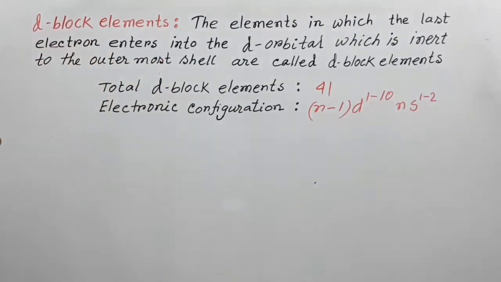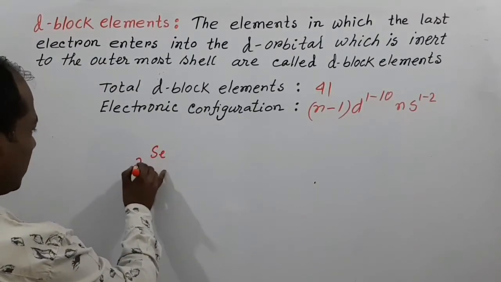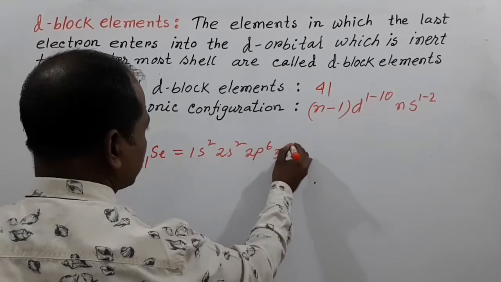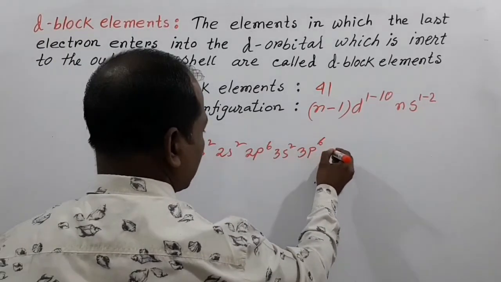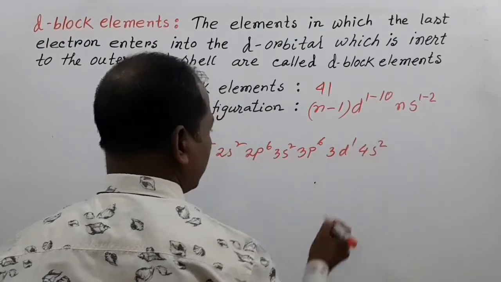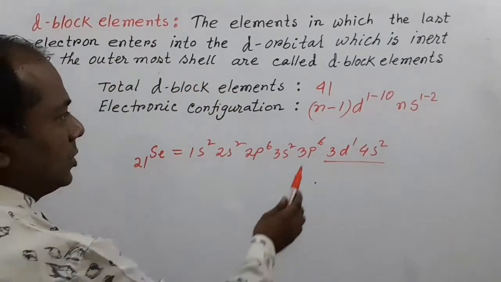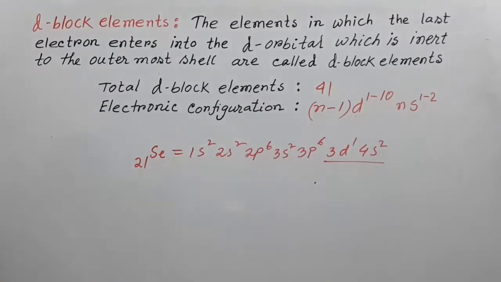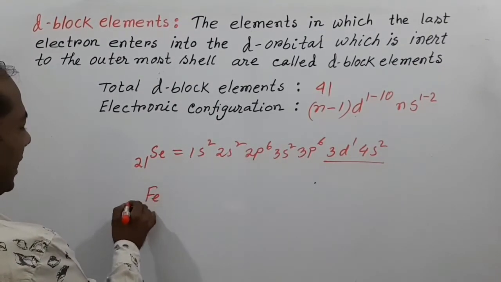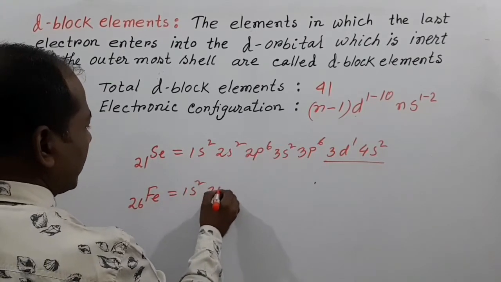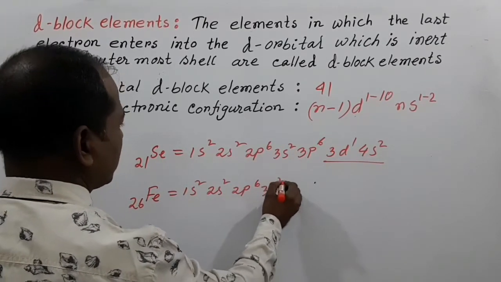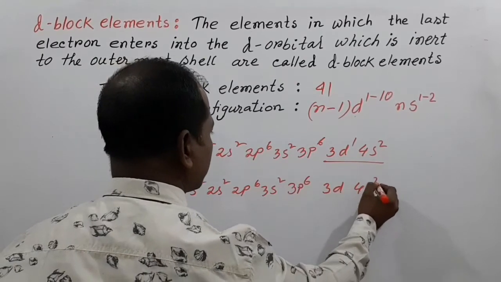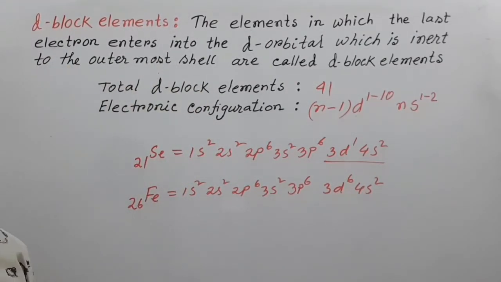For example, we can write scandium, 21: 1s2 2s2 2p6 3s2 3p6 3d1 4s2. My dear students, this is similar to (n-1)d1 ns2. So this is a d block element. For another example, we can write iron, 26: 1s2 2s2 2p6 3s2 3p6 3d6 4s2. This is also a d block element.